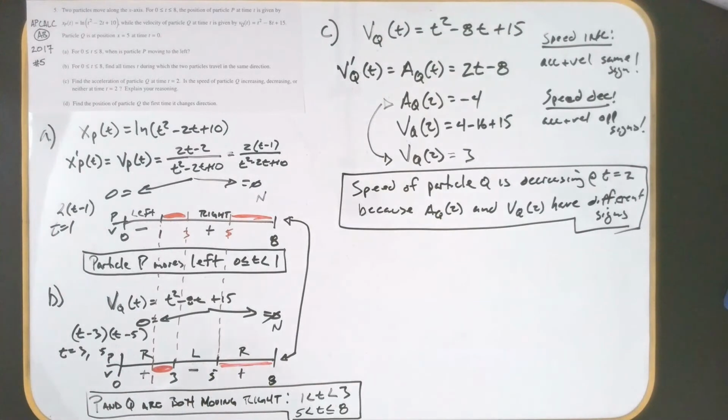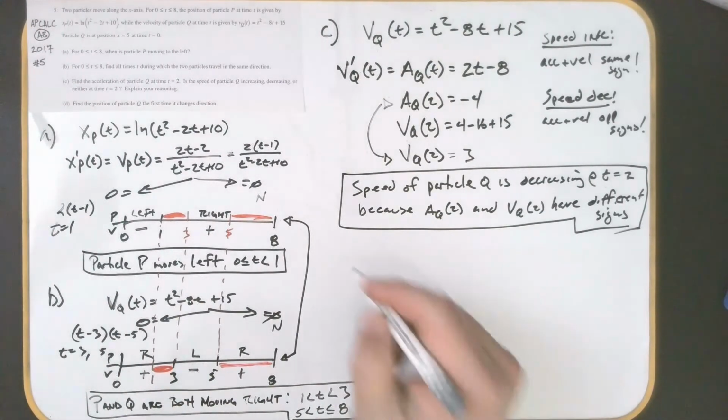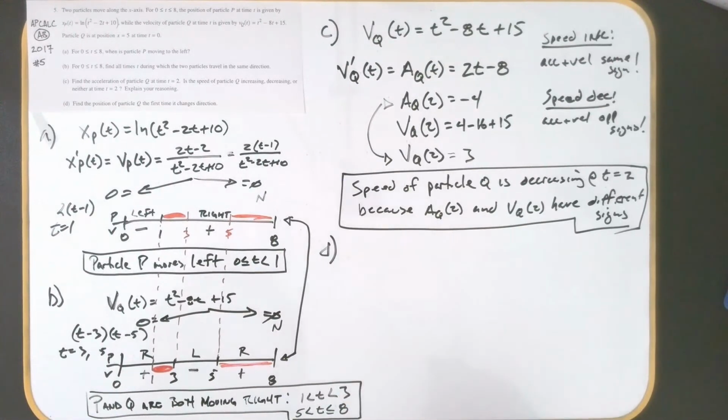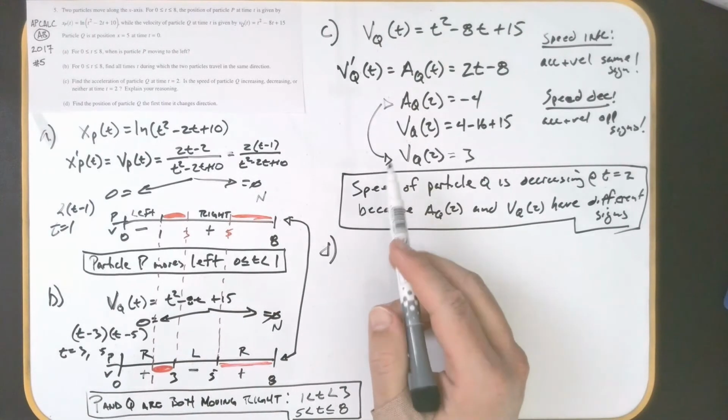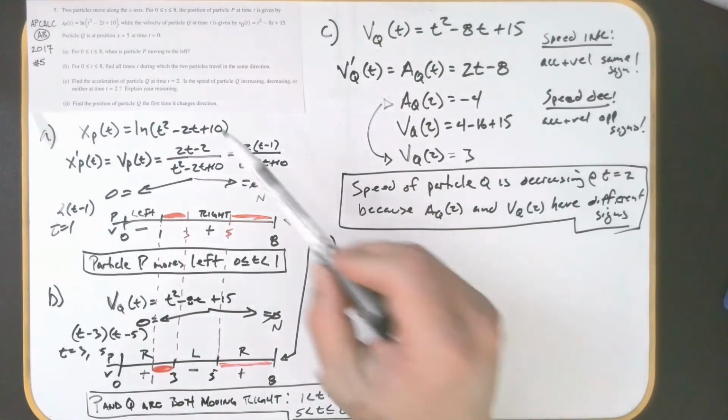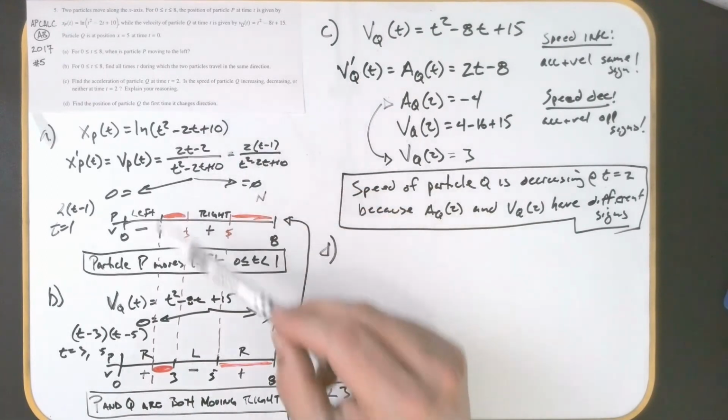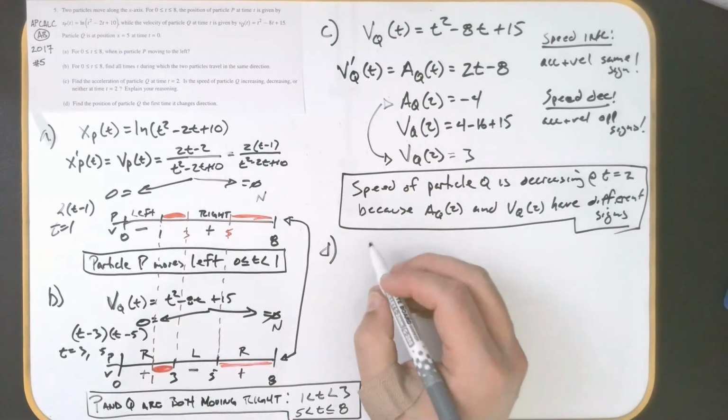Okay, and that is part C. Now it's part D. So D says, find the position of particle Q the first time it changes direction. I'm not surprised they want the position of Q, because they gave us velocity, and now they're going to test our integration skills.